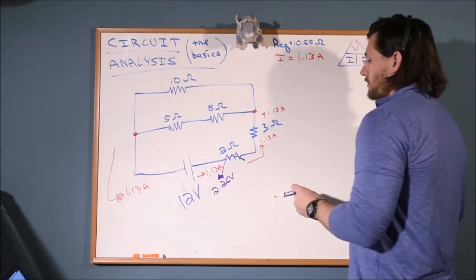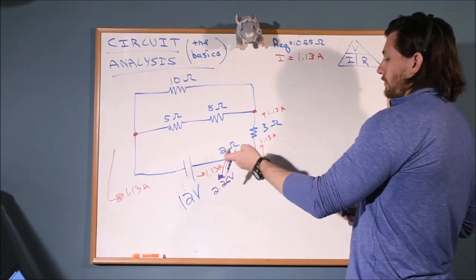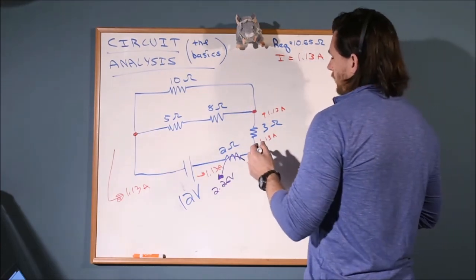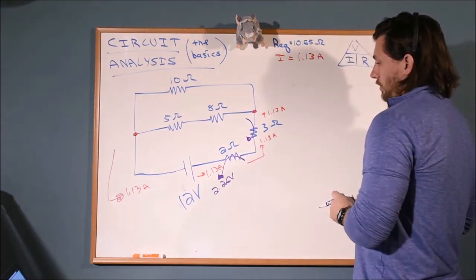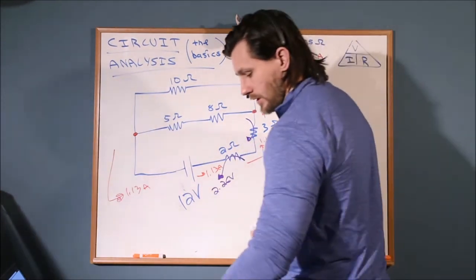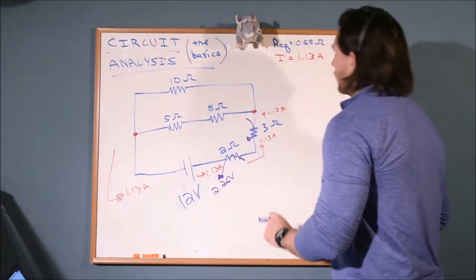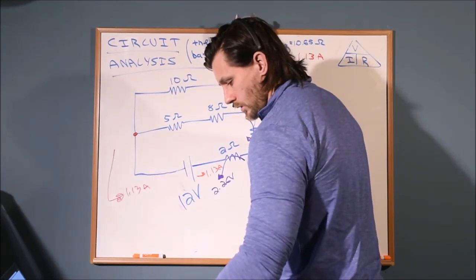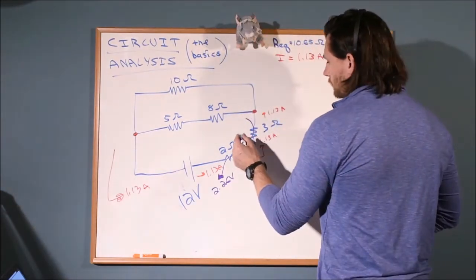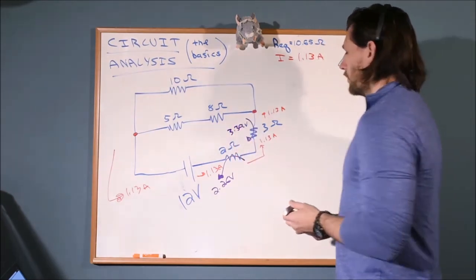Again, can we play 2 out of 3 here? Yes. All the current leaves the battery. It must all go through this resistor because there's only one path for it to go. Voltage drop 3 times. Yeah, I can't do that in my head. 3 times 1.13. 3.39 volts. Okay, we play 2 out of 3.